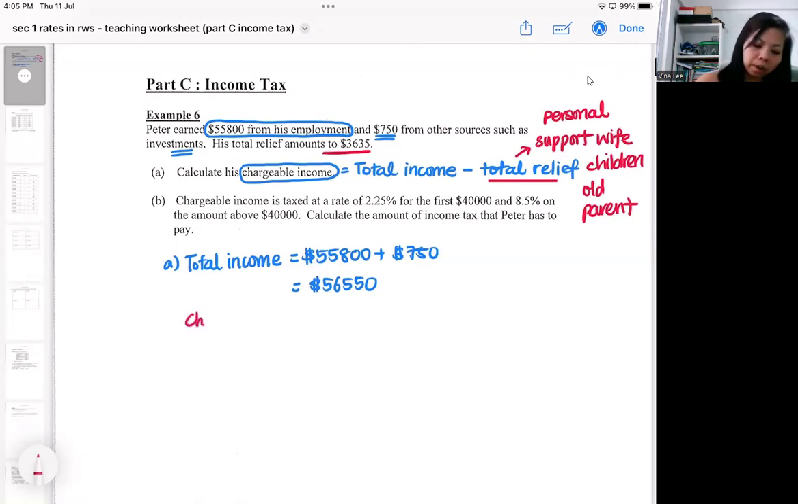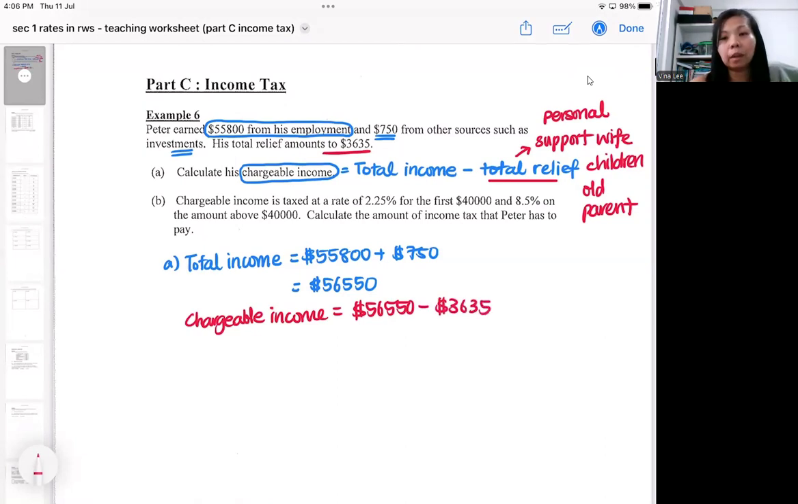So if I'm going to calculate the chargeable income, I'm going to use his total income to minus away the relief. In this question, they already tell you the relief. So you just need to subtract away the relief.